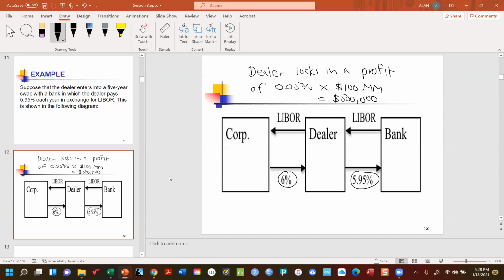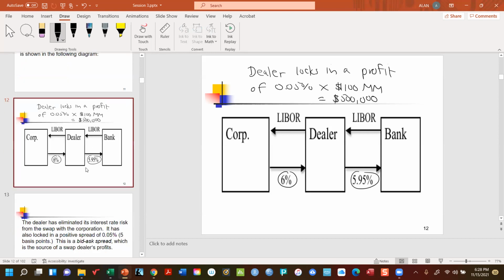So the dealer makes their money by offering less interest and receiving more in exchange for the same floating rate. So don't worry about the dealer. The dealer will hedge, and you notice the dealer is facing no risk. It doesn't matter what happens to LIBOR, they'll collect as much as they need to pay to the corporation. So they've eliminated their risk by entering into this new swap with the bank, and they've locked in this 0.05% profit, which is not bad for a $100 million swap.